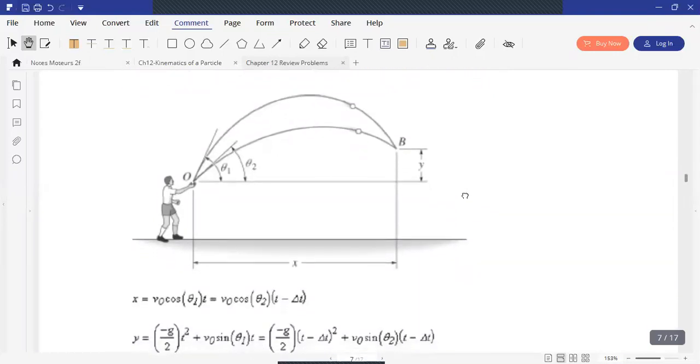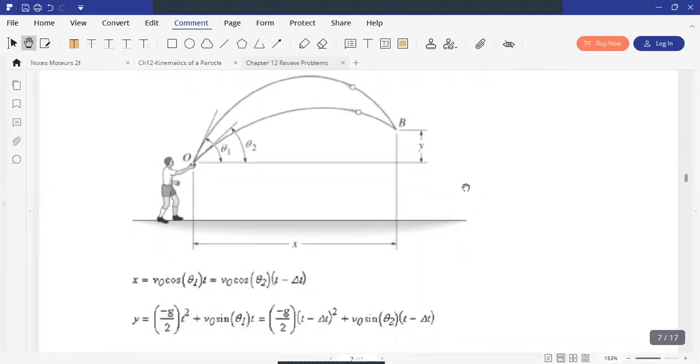So first I will write two equations, one for ball 1 and one for ball 2. Okay, so first for ball 1, which is launched at theta 1, the equation is x equal to v0 cosine theta 1 times t.